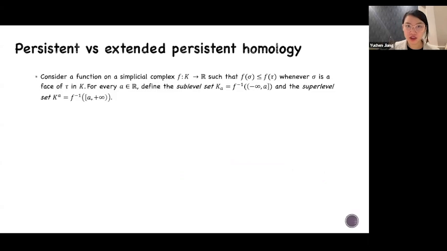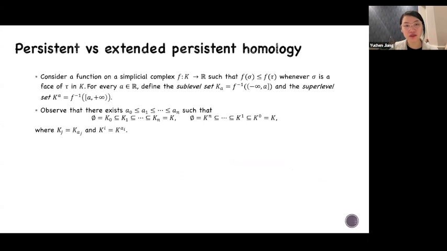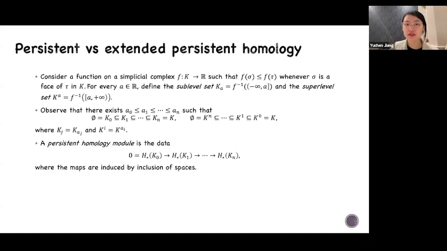Let us consider a function f from a simplicial complex K to R, and then for every real number a, it is natural to consider two sets, namely the sublevel set and also the superlevel set. This gives rise to two sequences of spaces ordered by inclusion, and the persistent homology module is then the sequence you obtain by applying the homology functor to this sequence of sublevel sets.